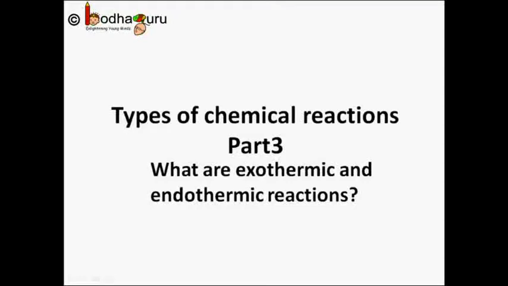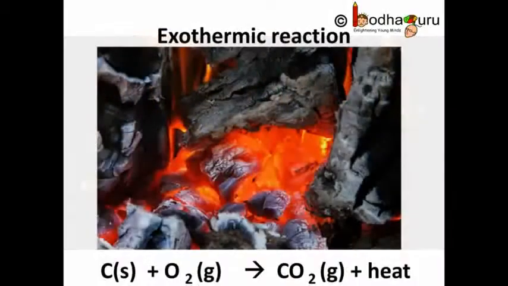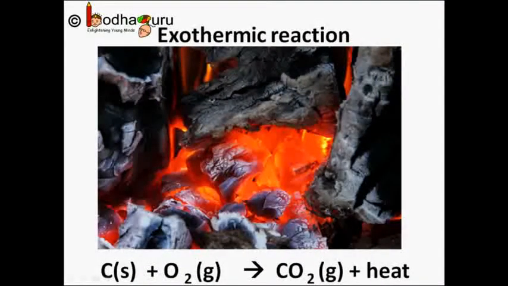Good morning everyone. Now we know what are combination and decomposition reactions. So let us understand other types of chemical reactions. What happens when we burn coal? Lots of heat is produced, right? So carbon plus oxygen gives carbon dioxide plus lots of heat. C plus O2 gives CO2 plus heat.